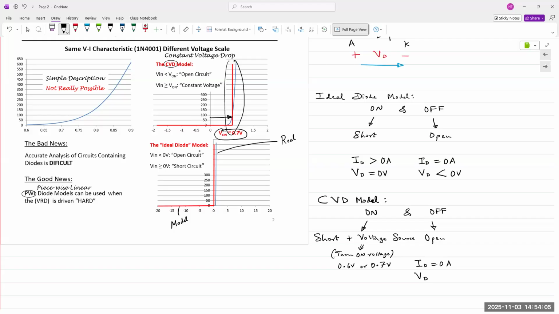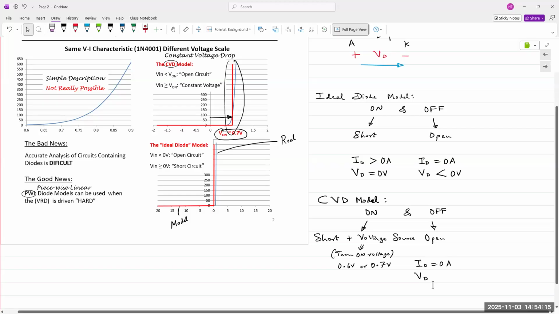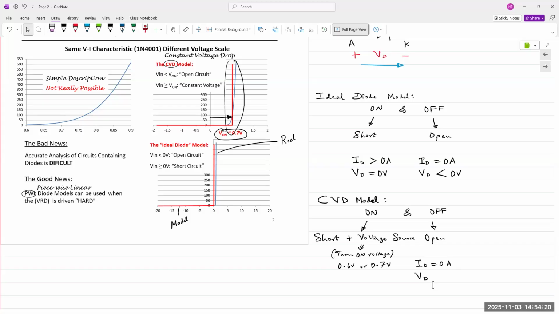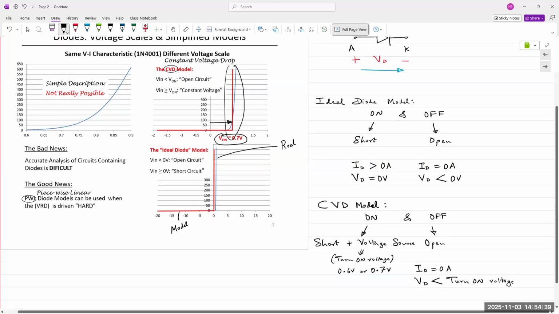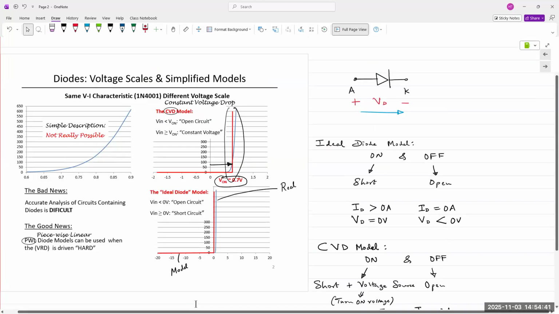So one final thing is, what does it mean for the diode voltage when it's off? It can't just be less than 0, right? Because if it's 0.5 volts, in an ideal diode model, 0.5 volts is sufficient to turn on the diode. However, in a constant voltage drop model, the diode is still off. So diode voltage VD is less than the turn on voltage. That's what it is.